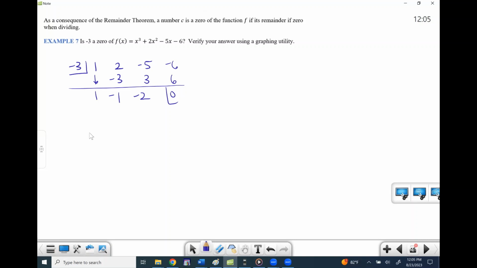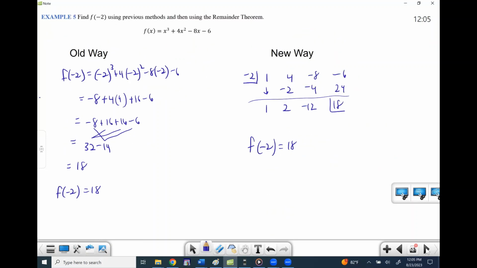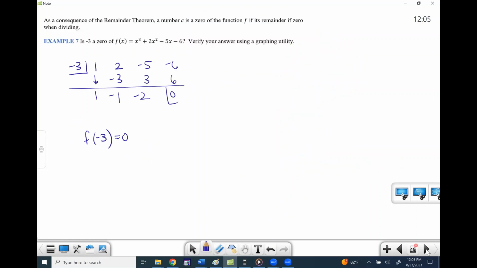So let's think about what that means. That means f of -3 is 0. Let me make sure I wrote it that way. Yes, I did. Okay, cool. So that's the definition of a 0, right? A 0 is a number such that when you substitute it in, you get 0 out, okay? So we're going to go ahead and say yes.